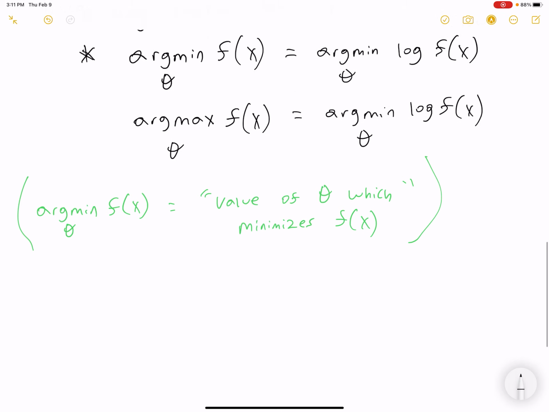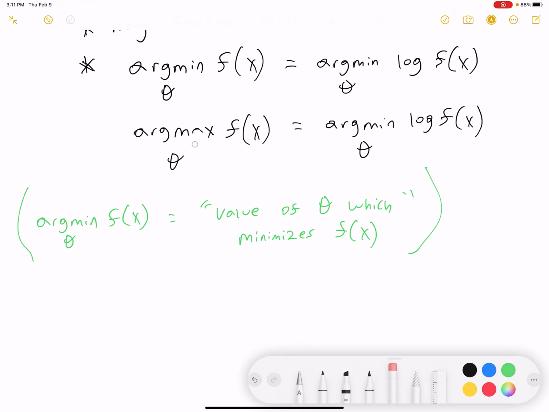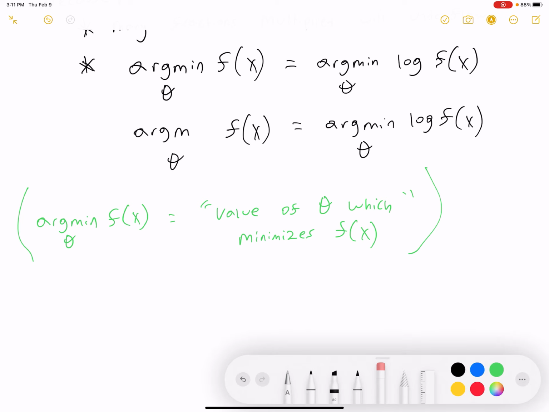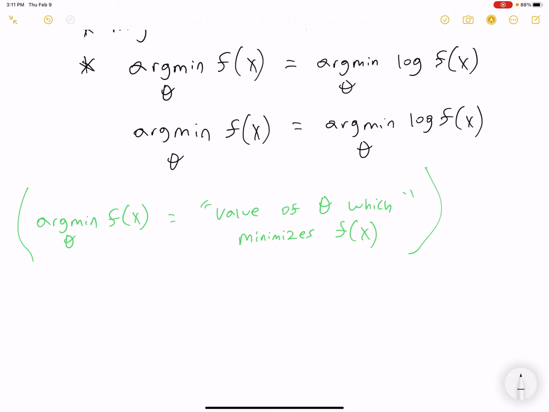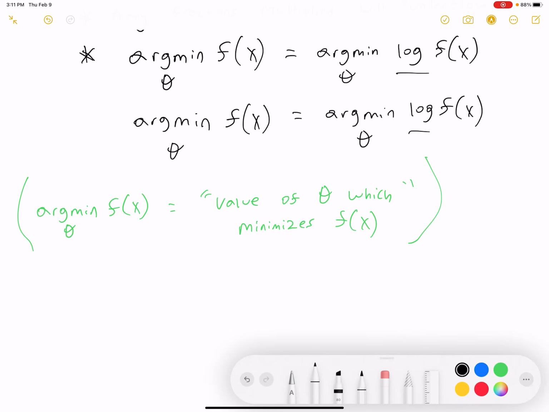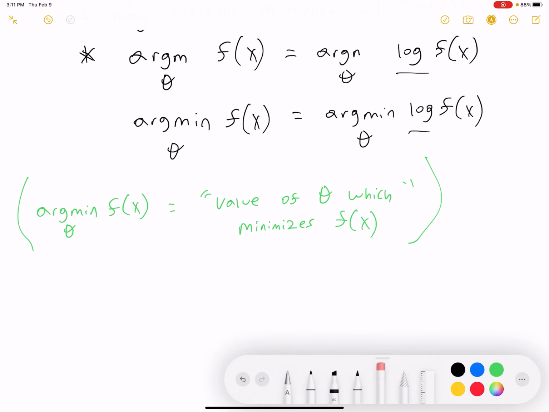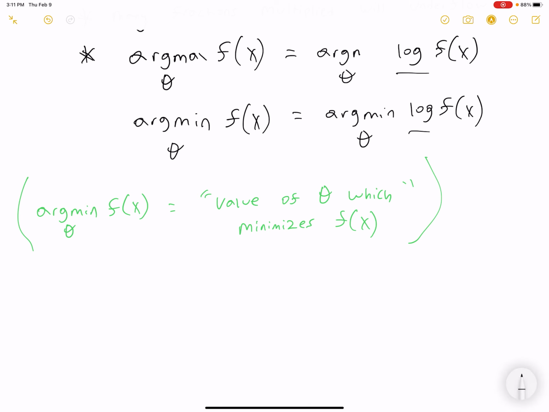Wait, argmax of f of x equals argmax of log theta? Yes, thank you. I was talking and writing at the same time. Argmin equals argmin. We want to make them both max. Right, yes, thanks. Argmax equals argmax. So argmax of something is equal to argmax of log of that something.